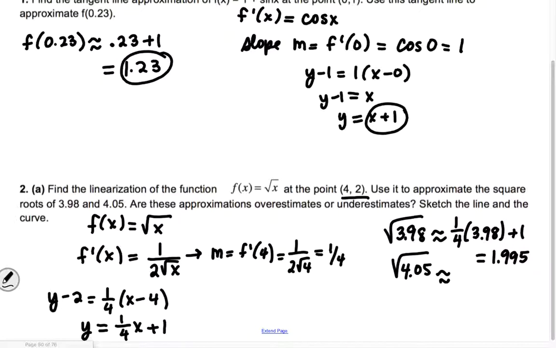All right, so here we go. So 4.05. I would do 1/4 of 4.05 plus 1. So this will be 2.005.